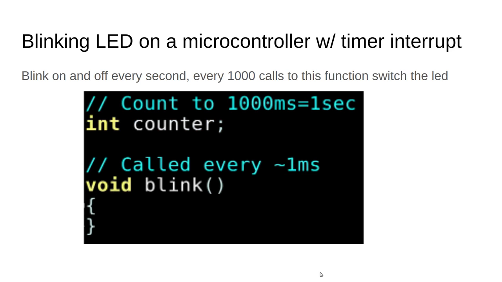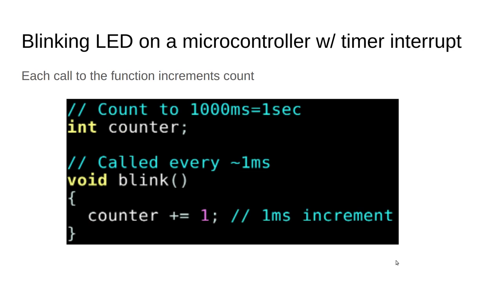Okay, so to blink every second, say, we need to count up to 1,000. And to do that, we need some kind of storage of this counter. Call it a counter. It's an integer. And what does a counter do? It counts. +1 every time it's called, 1 millisecond increment. Hopefully not blowing anybody away here.